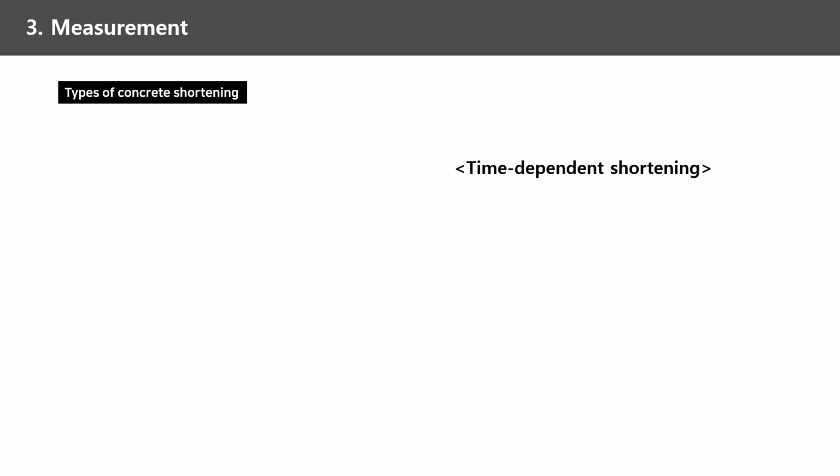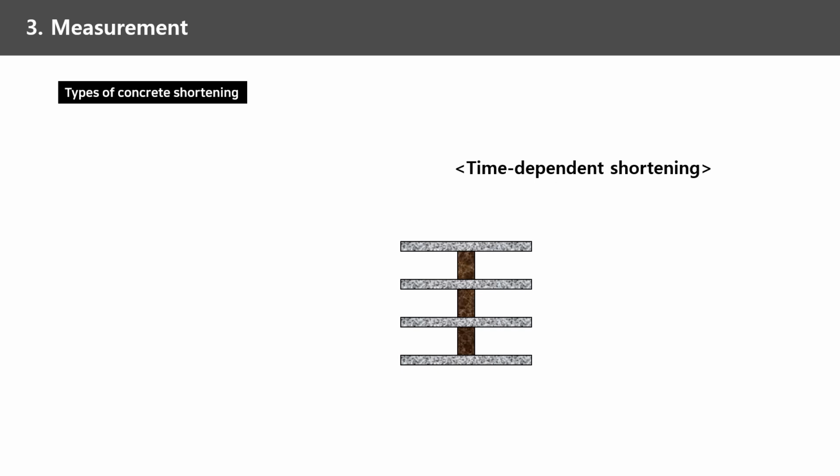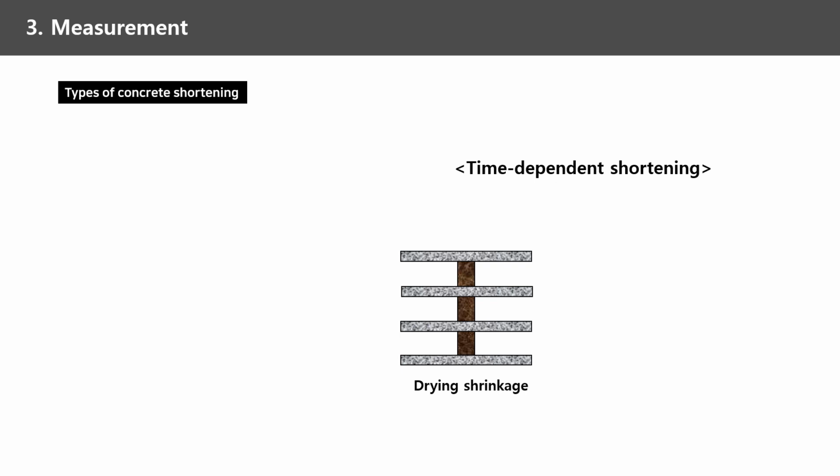And we also have time-dependent shortening. Second type is drying shrinkage. It is mainly caused by the water evaporation of concrete member itself. Drying shrinkage consistently happens, but this can be dealt with by designing a standard test piece using volume, surface ratio, and humidity.